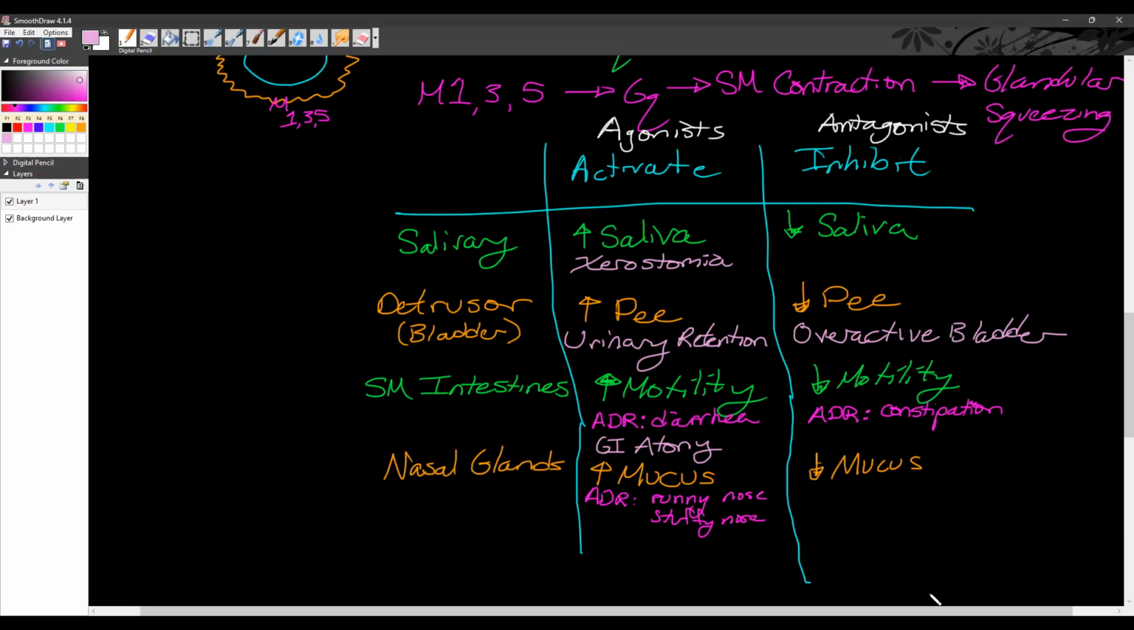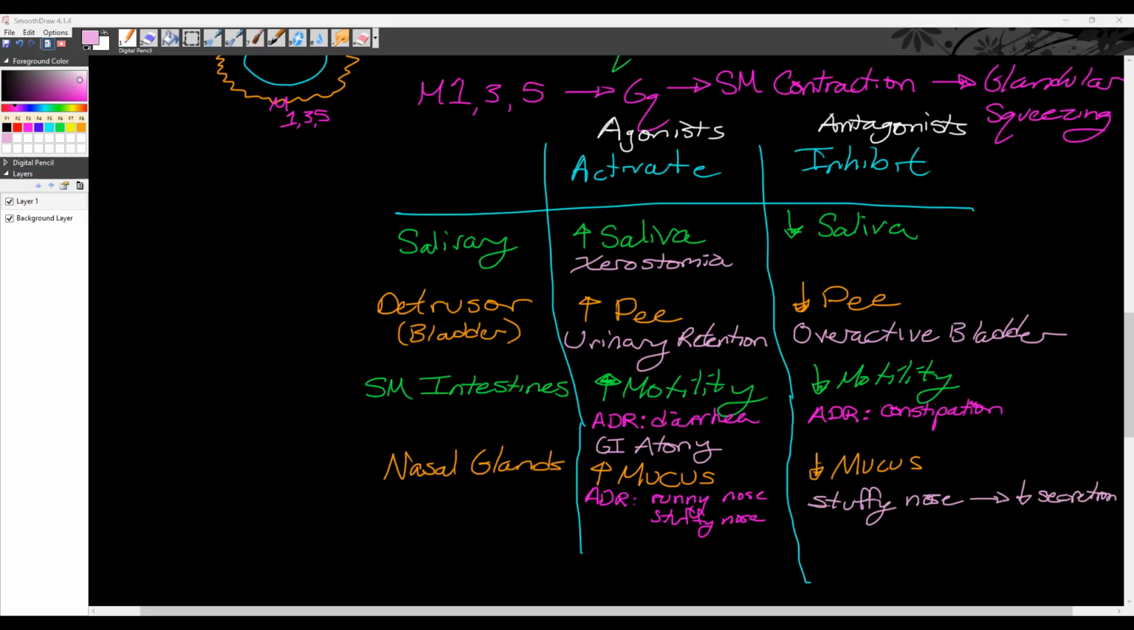And so which indication do you think would be used here? Stuffy nose, I would say. It would be used for a stuffy nose because you're going to reduce secretions. Stuffy nose, runny nose, that sort of thing.